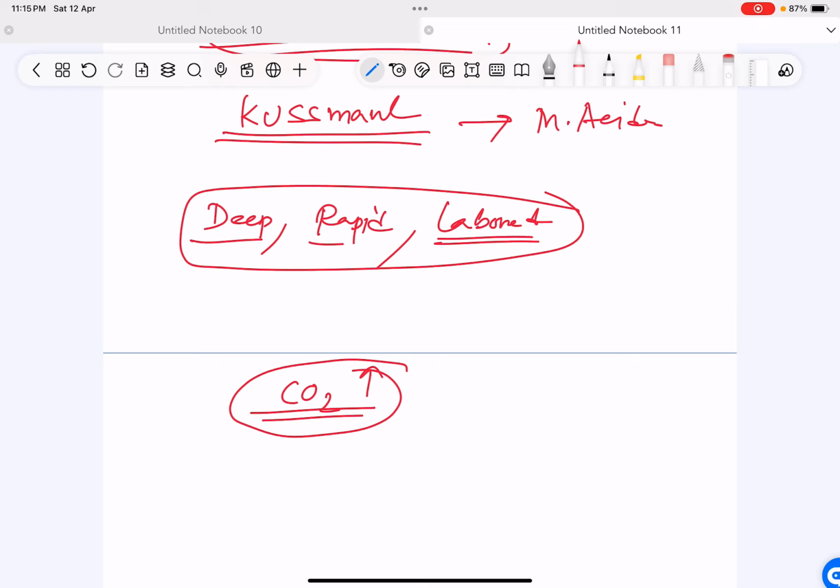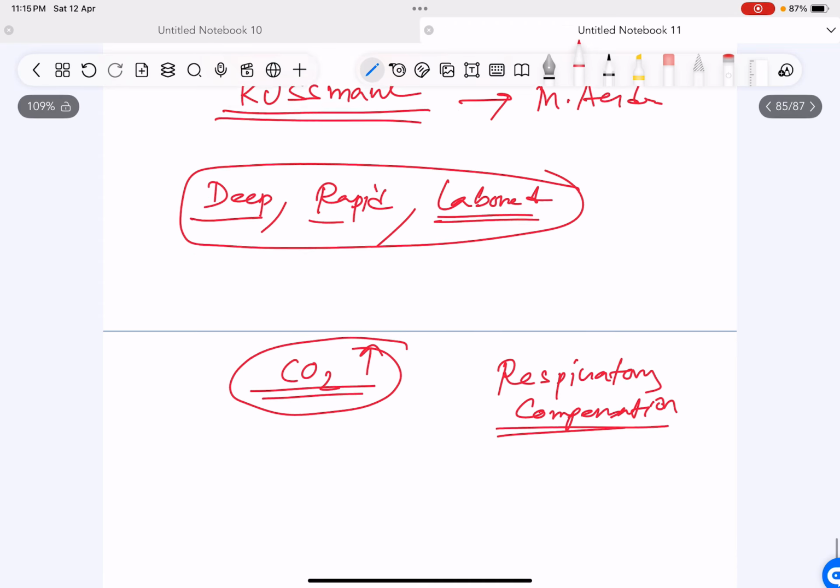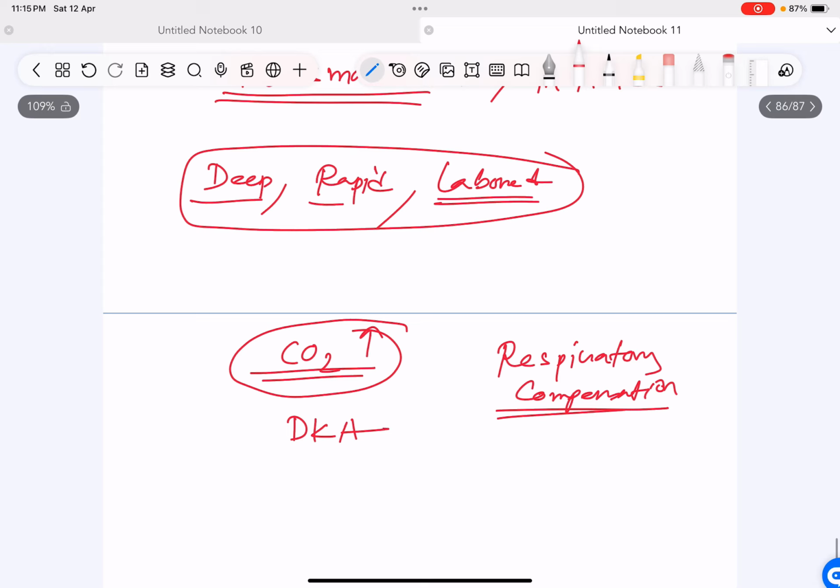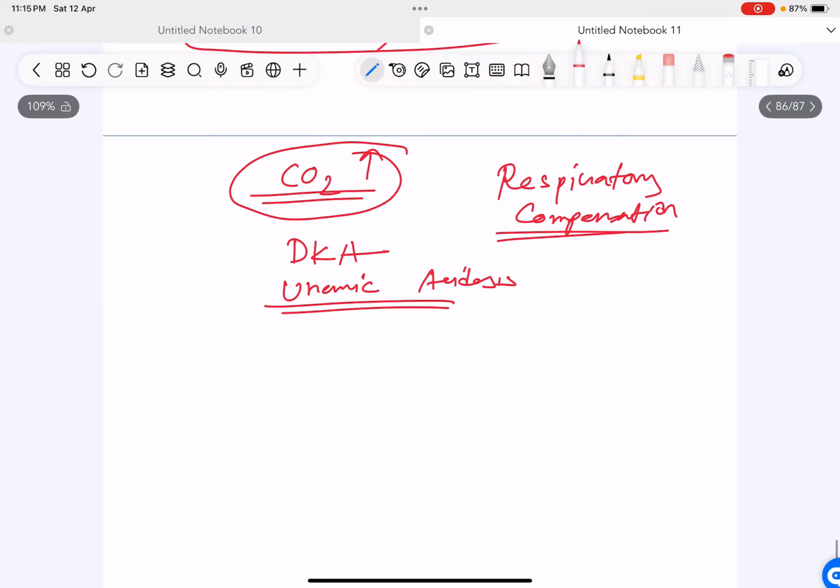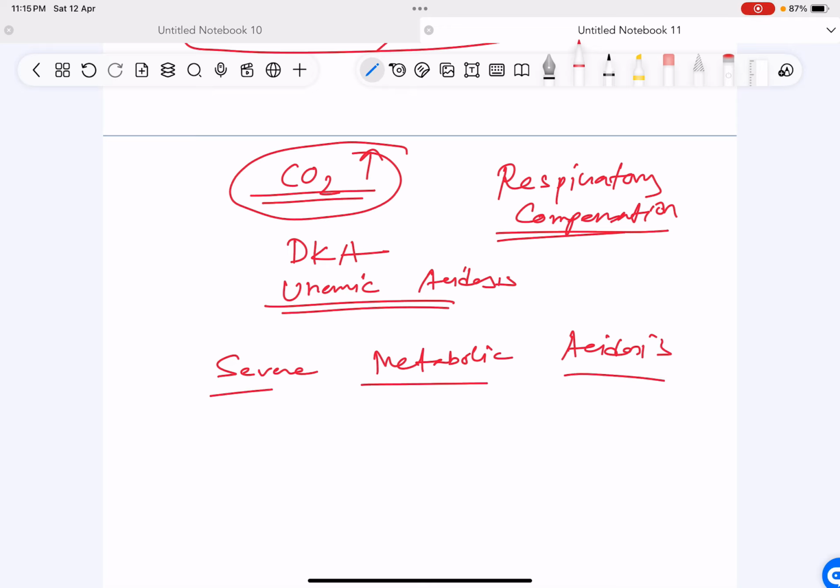This is a form of respiratory compensation to the metabolic acidosis. Classically, it is seen with DKA, but even in uremic acidosis, which is seen in CKD, this may be seen. Lactic acidosis, all of these. So it's a sign of severe metabolic acidosis. Whenever you have Kussmaul breathing, it's a severe metabolic acidosis.